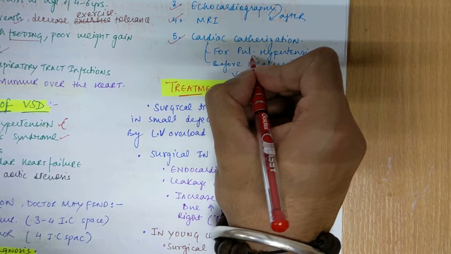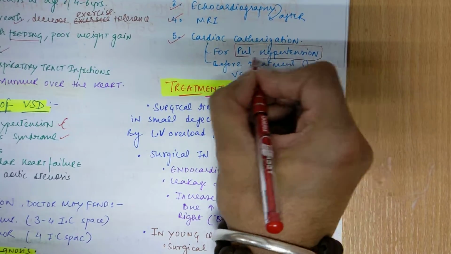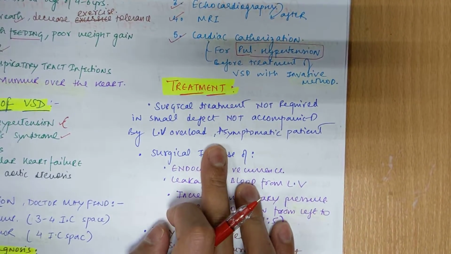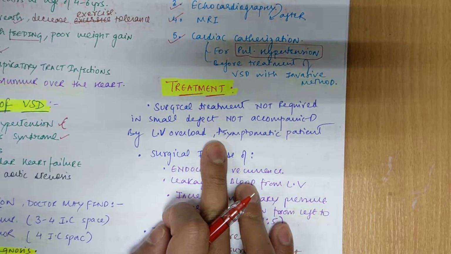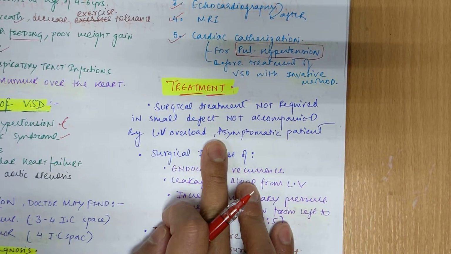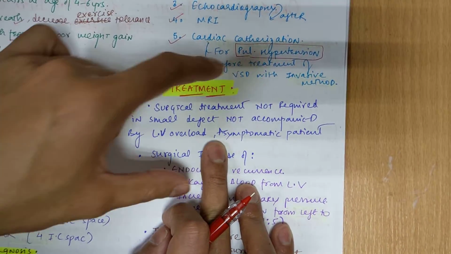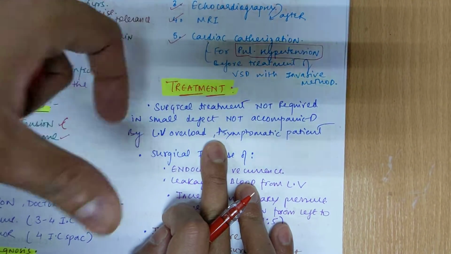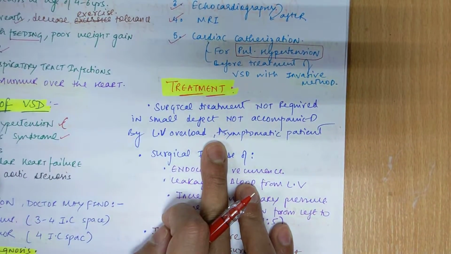Cardiac catheterization is basically done for pulmonary hypertension patients and before the treatment of VSD with invasive methods. So if the treatment is with invasive methods like stenting or patching work, then before the treatment you can do the cardiac catheterization.